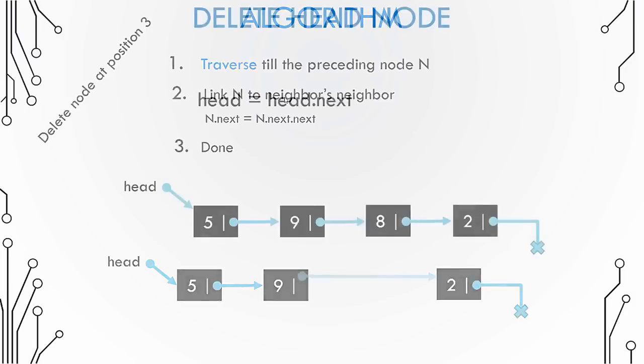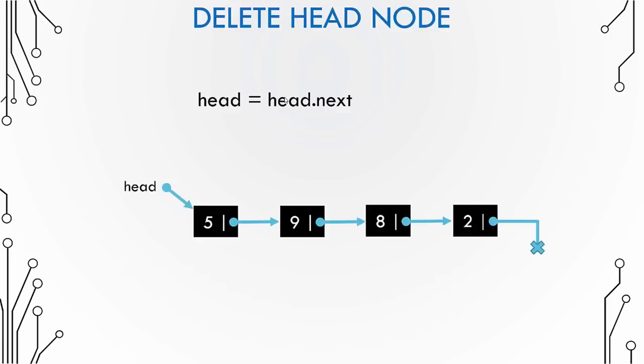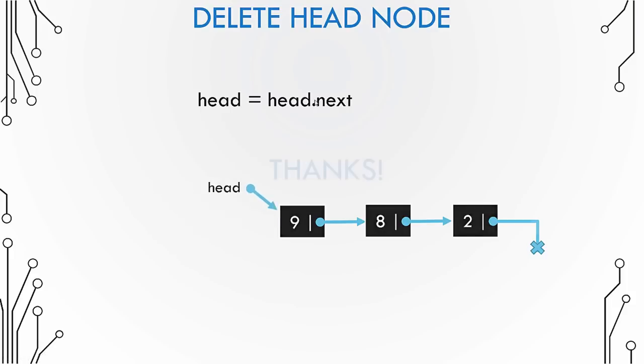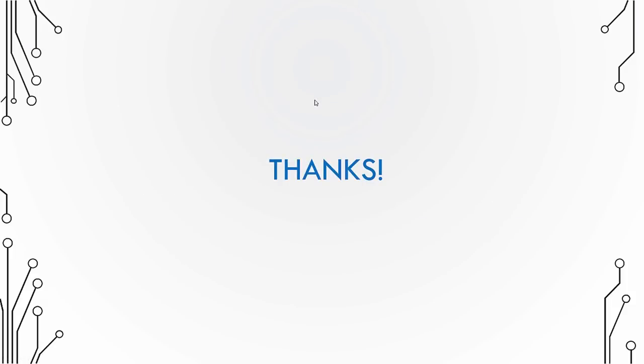Easy, right? Now what if you have to delete the head node? How would you do it? Head node is the first node. Well, it's quite simple. You just move the head pointer to point to the next node. This statement will do the same thing. If you write head equals head.next, it means that head will shift to pointing to the next element. So deleting an element is quite easy in a linked list.